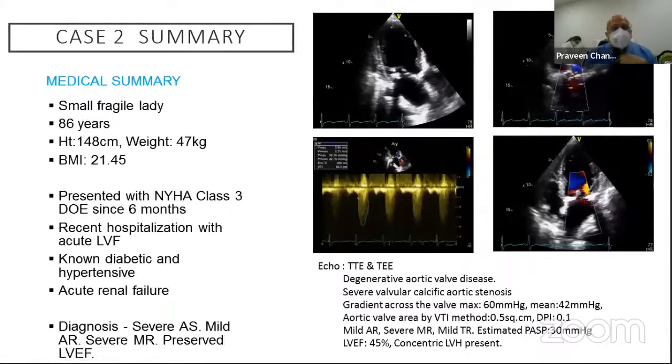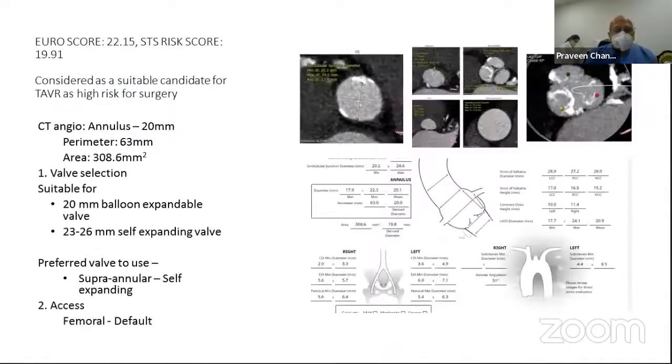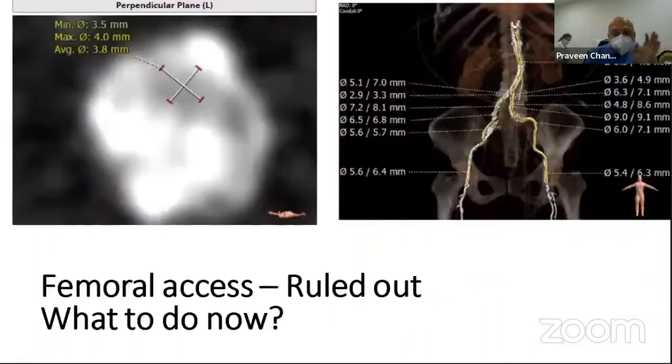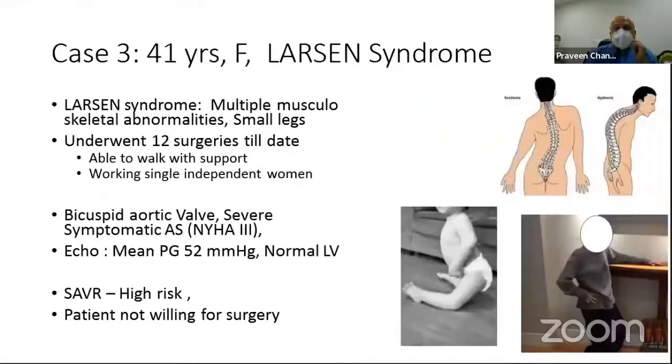Okay. Similarly, another case, when we look at this, we find that the valve is good, the diameter, everything is fine. We select the valve, everything is perfect. But when we look again at the arteries, the femoral access is very, very bad. And in here you see that this descending aorta is almost 3.5 to 4, which means that we will not be able to access this patient from the femoral approach. So what do we do now? So then we start looking at different accesses.